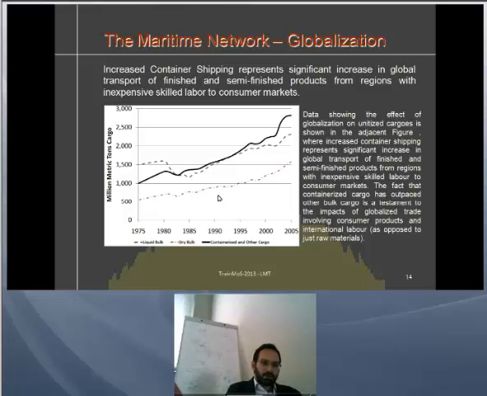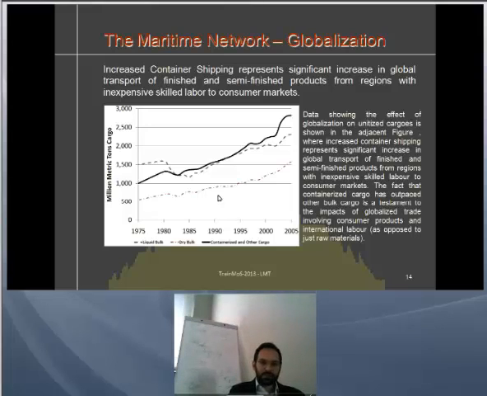So now the most typical maritime trade for globalization is container trading. We can see here in the graph the trend between three different modes of shipping. We have the liquid bulk in the blue line, we have the dry bulk in the red line, and we can see how the containerized cargo, in the black line, has grown over the last few years.